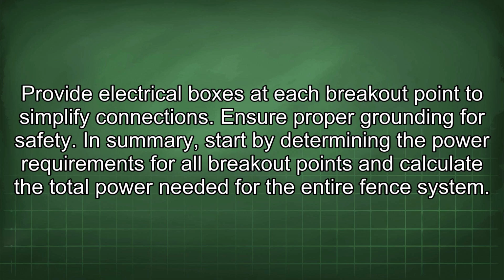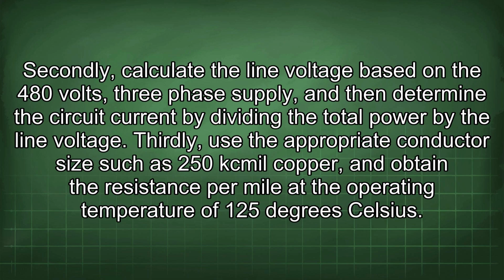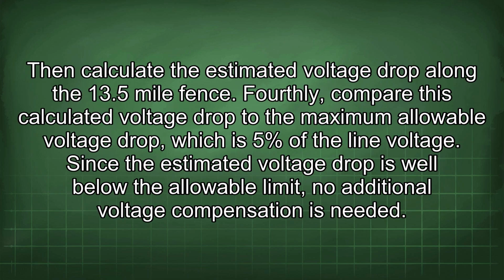In summary, start by determining the power requirements for all breakout points and calculate the total power needed for the entire fence system. Secondly, calculate the line voltage based on the 480 volts 3-phase supply, and then determine the circuit current by dividing the total power by the line voltage. Thirdly, use the appropriate conductor size such as 250 kcmil copper, and obtain the resistance per mile at the operating temperature of 125 degrees Celsius. Then calculate the estimated voltage drop along the 13.5-mile fence.